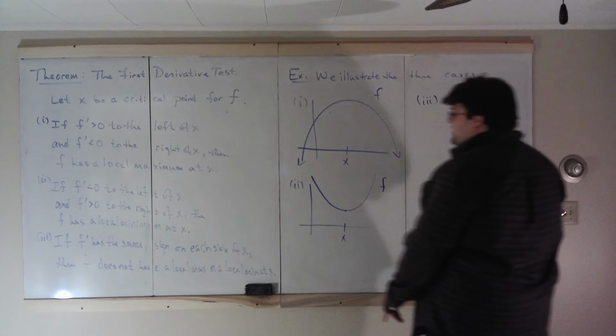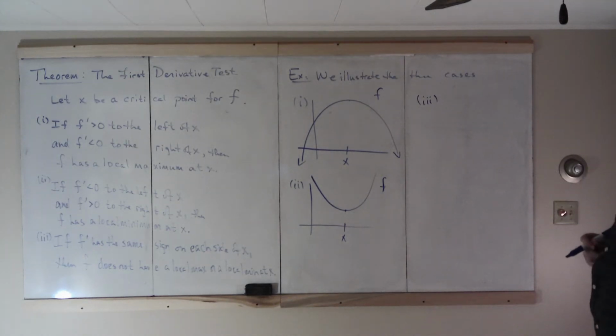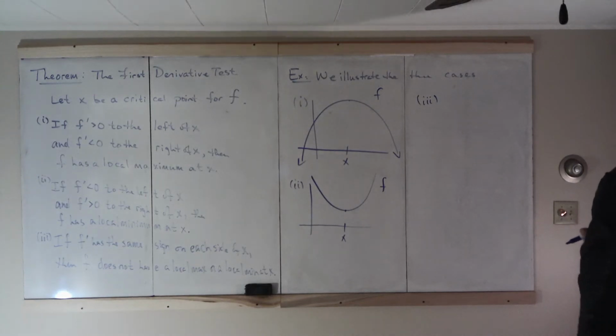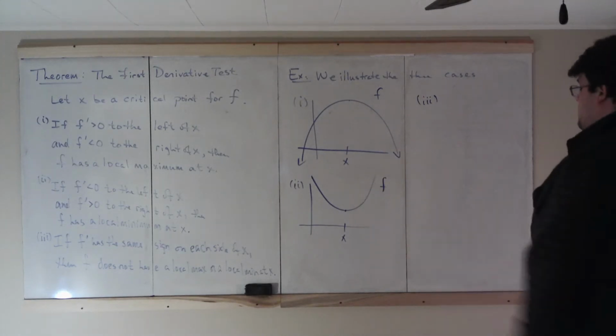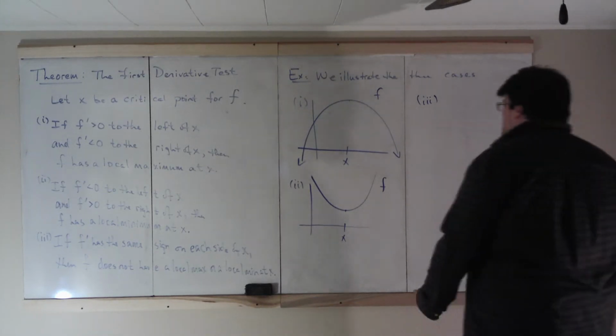Now, for case 3, if f prime has the same sign on each side of x, well, technically that's 2 cases to consider, positive sign or negative on each side. I'll just draw one of them. The other is just, flip it around. Then f does not have a local maximum or a local minimum. What would that look like?